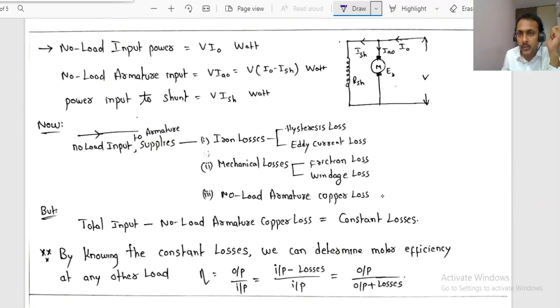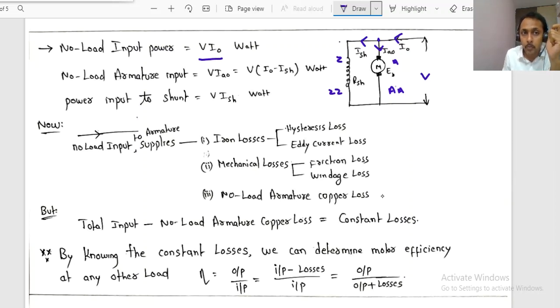Now observe this diagram at this point. This is the motor armature A, as you will have on its nameplate in your lab, and this is the field winding Z. The terminal voltage, applied voltage, is V, and it is drawing some current, the no load current I naught. Some part of that flows to the armature, IA naught, and some part flows to the field winding, ISH. Now the no load input power is equal to V into I naught.